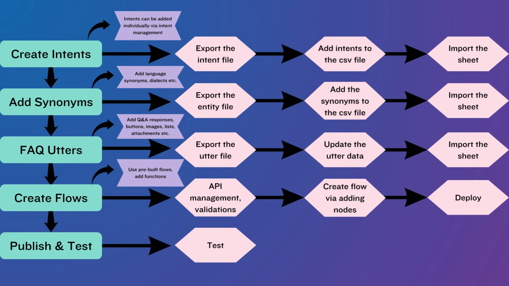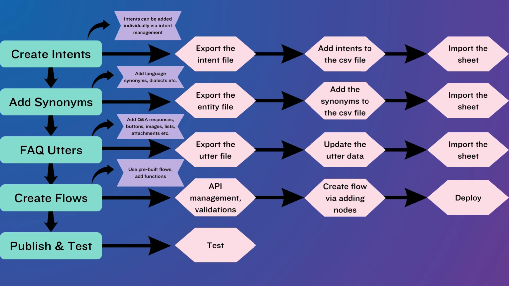The third step is FAQ utters, where you define the bot's responses to commonly asked questions. These responses can include text, buttons, images, and other interactive elements. You can manually add and configure FAQ responses in the builder. Or follow the bulk update method by exporting the utter file.